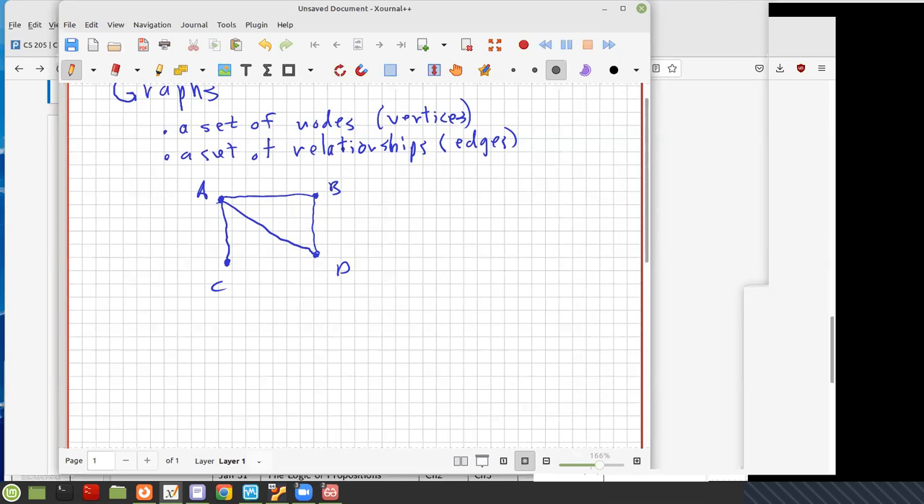Now, my set of nodes here is just the set of A, B, C, and D. But the question is, what is this set of relationships? Well, another way of specifying this, which then shows you how you can put this on a computer and do algorithms with it, because graphs actually figure quite largely in computer science.